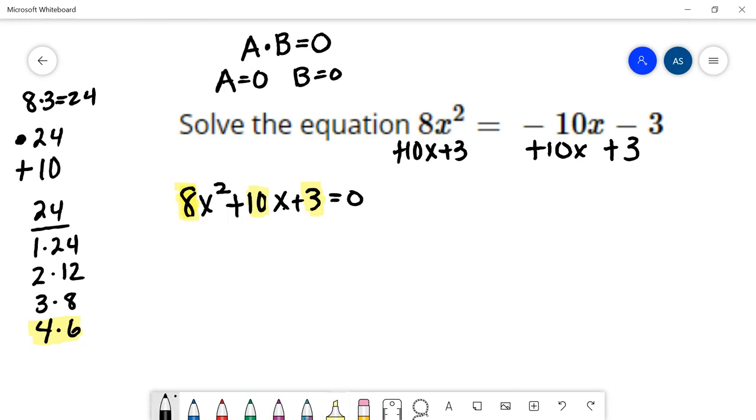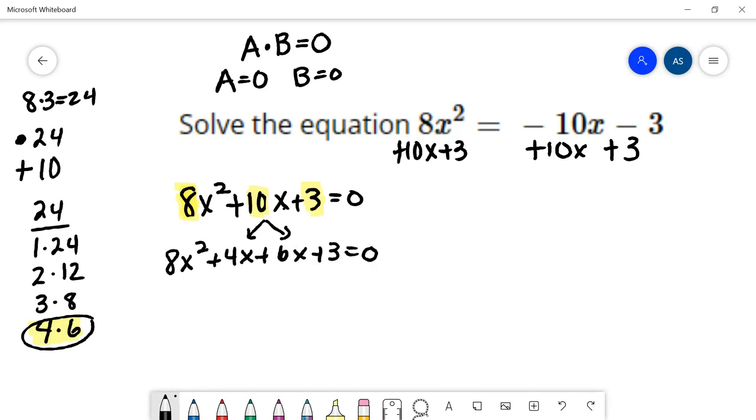Once I get those numbers, I'm going to turn my expression here that has 3 terms into 4 terms. And we do that by splitting the middle term. The first term and the last term stay the same. The middle term gets split using the two numbers that we just came up with. So it's going to become 8x squared plus 4x plus 6x plus 3 equals 0. And now that I have 4 terms, I'm going to use the method of factoring by grouping.